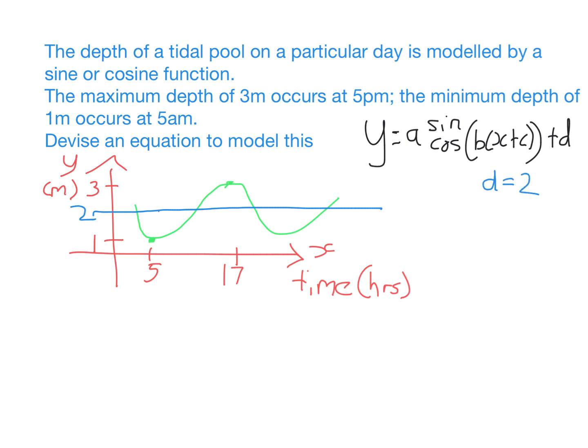A is the amplitude. It's the distance from the midline to the trough, also the distance to the peak. The vertical distance here in both directions is 1. A is therefore 1. So how do we determine B?